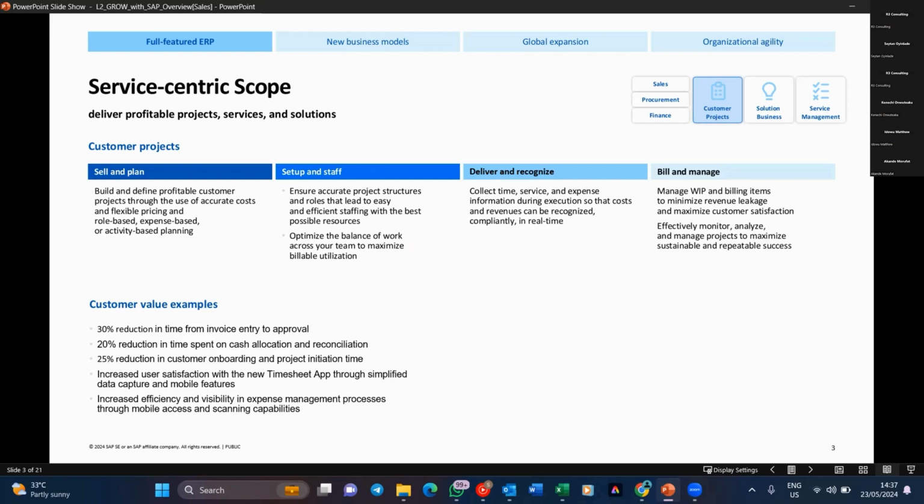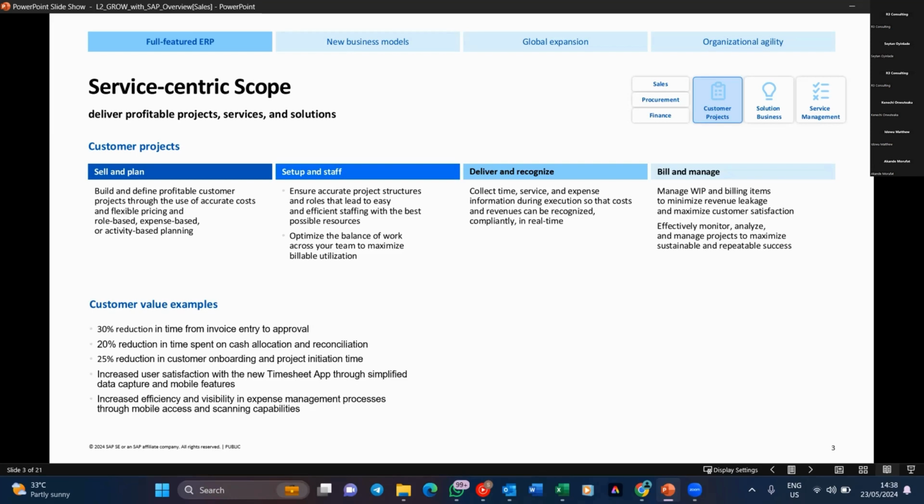With SAP S/4HANA, in just one software, you can have your project set up. You can record the staff, and collect the services and expense information during execution, so that the costs and the revenues can be recognized. One interesting thing to know is that any cost you raise for a project, the system links it directly to that project. So when you pull up a project report, you'll be able to see all the costs, all the revenue, even the staff that has been assigned to the project. And if you want to run the timesheet of how the staff time was spent on the project, the system also supports that. So we have build and manage.